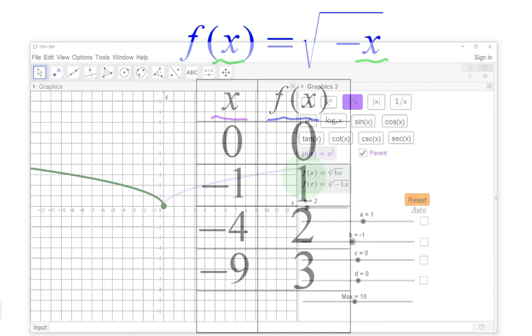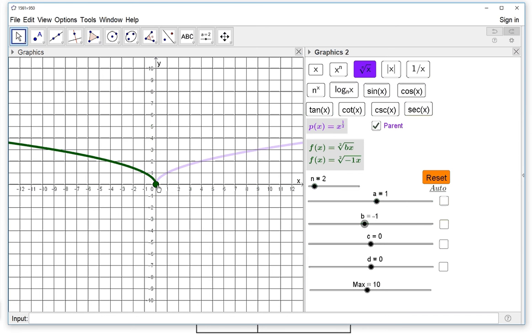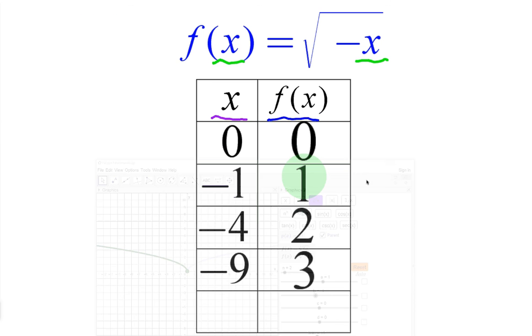And again, here's what that looks like on the graph. Here are our original x values, I'm sorry, 0, 1, 4, and 9. And our new x values are 0, negative 1, negative 4, and negative 9, and they all give us the exact same y values. That is the gist of horizontal flipping.